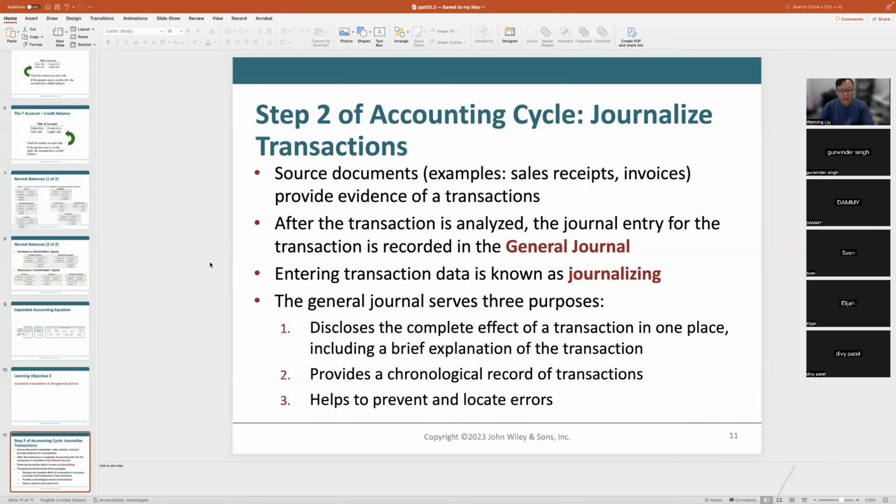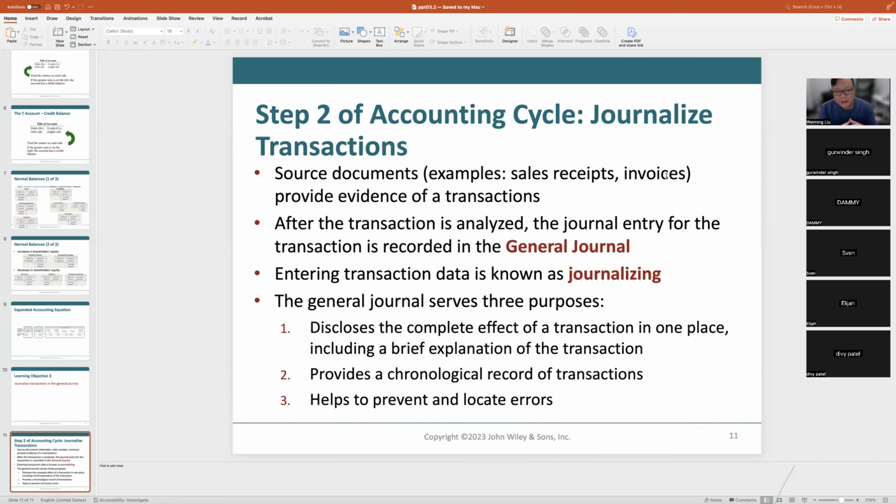So basically, you would use the source document, right? So this can be the sales receipts, invoices, right? And this will be the evidence of the transaction, right? Because otherwise, people always think accountants are very creative. They are cooking the books, right? They make up numbers. And that's why we have auditors, right? They are doing the auditing work to make sure everything is appropriate.